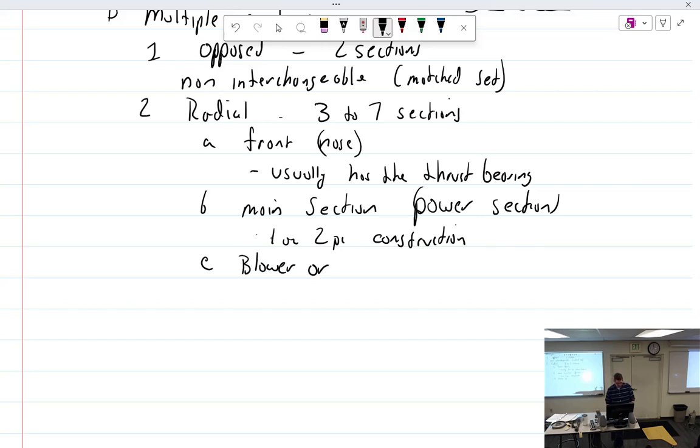blower or diffuser section. Not all engines are going to have that. The Lycoming and Pratt & Whitney's do, the Continental doesn't. And then the accessory section.